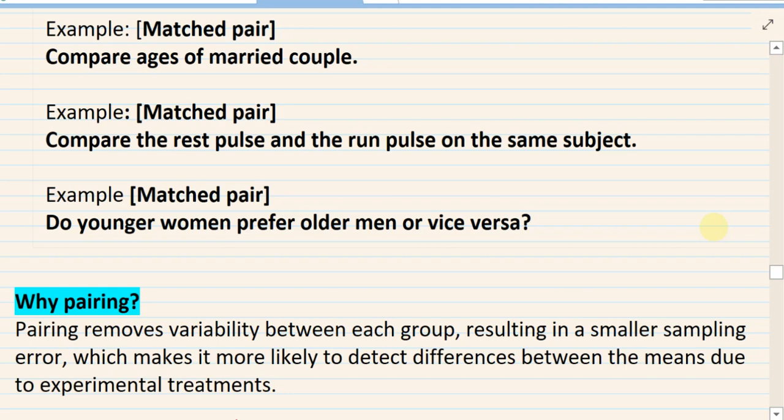Because we got 10 different cars going to body shop A, 10 different cars with similar accidents to body shop B. We could actually remove the effect of automobiles between the groups by taking the same car now and getting two estimates on it, right? So here pairing makes sense. What pairing does in effect is remove the variability between the two groups. By doing so, it results in a smaller sampling error. And if you have a smaller sampling error, we are more likely to detect differences due to the treatments.